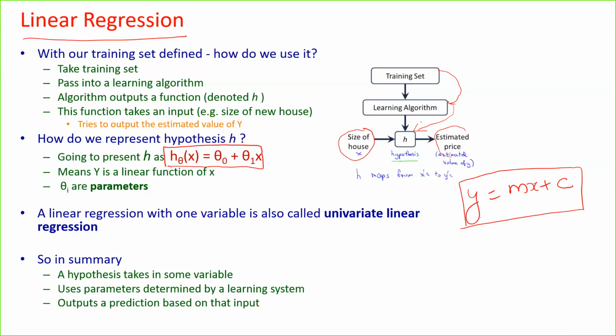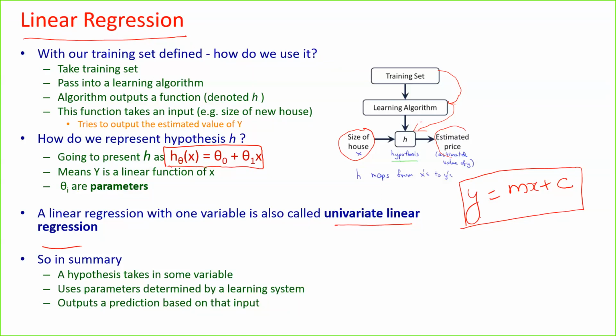So a linear regression with one input variable, we call it a univariate linear regression. And a linear regression with multiple input variables, we call it a multivariate linear regression. So first we will explore univariate linear regression, then we will move to multivariate linear regression. In univariate linear regression, we have only one input variable and one output variable, right?